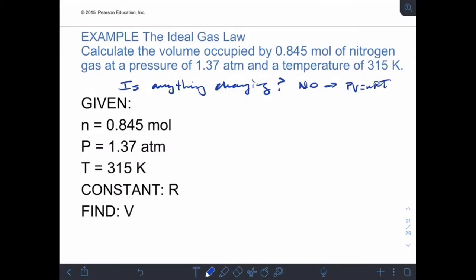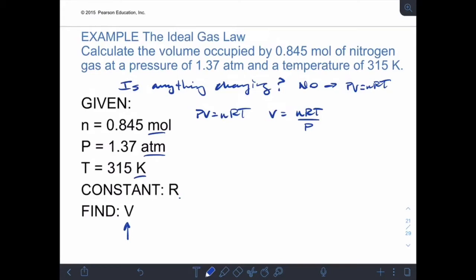We're not looking at any of the other gas laws because they all involve changes in two or more things. In this case, it's useful again to make a list. We are interested in finding the volume. So PV equals nRT. Let's rearrange to solve for volume: V equals nRT over P. Once I've rearranged things, I'm checking first that all of my units are correct. So I have moles, atmospheres, kelvins.